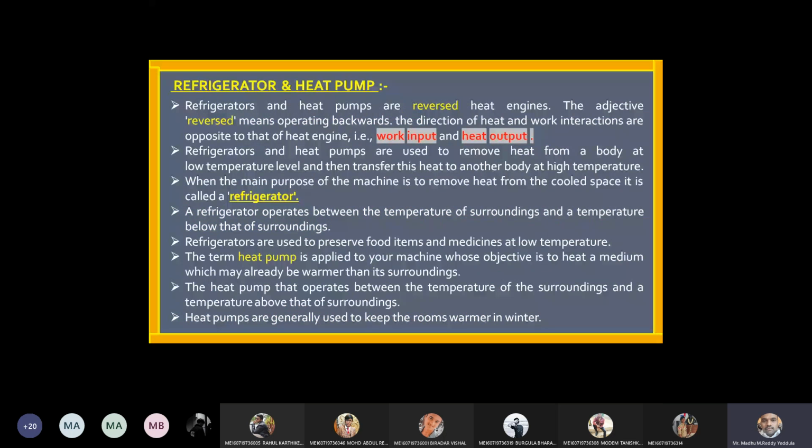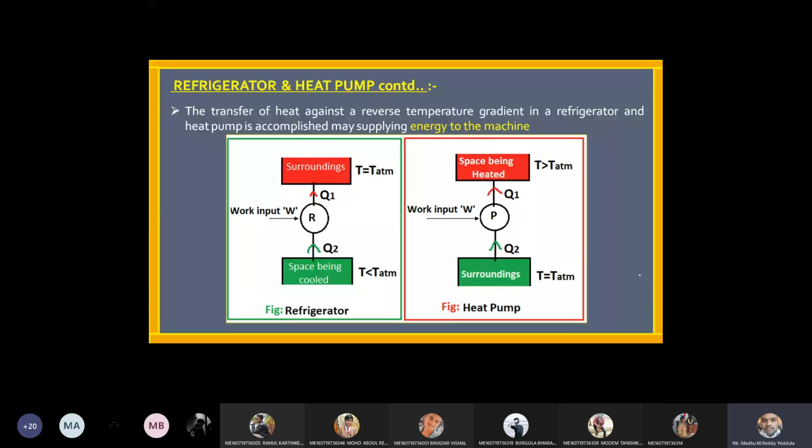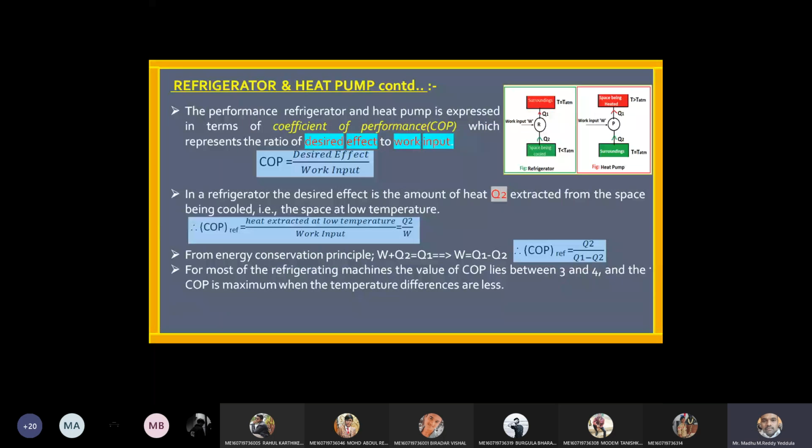Then refrigerator. As I discussed, refrigerator operates between the temperature of surroundings and a temperature below the surroundings. Below the surroundings is your refrigerator area, and surroundings means your atmosphere. Similarly, heat pump operates between the temperature of surroundings and a temperature higher than the surroundings. Higher than the surroundings is your room, and surroundings is your atmosphere. Refrigerator and heat pump both work in reverse of the heat engine, and COP is the desired effect to the work input.